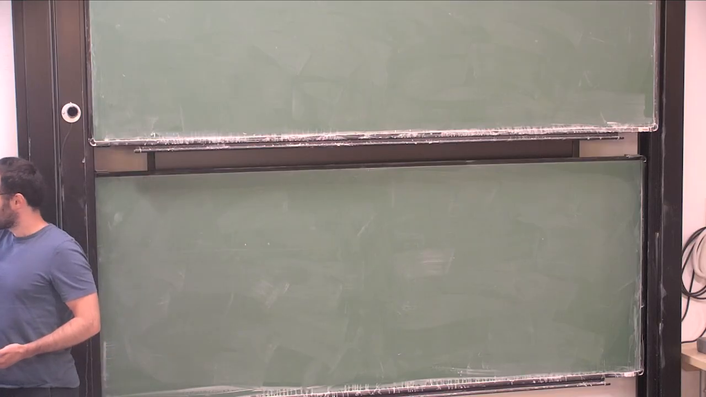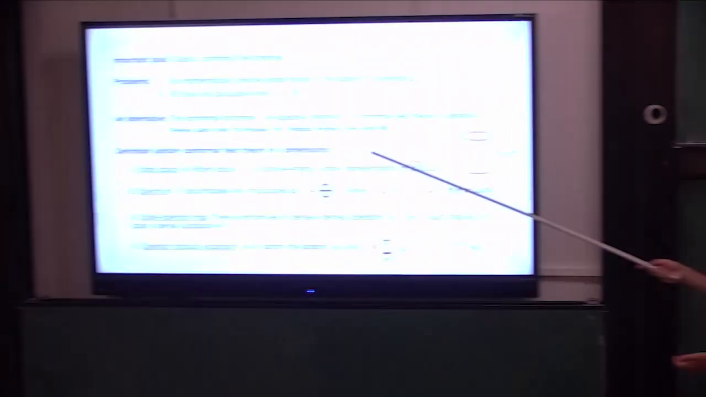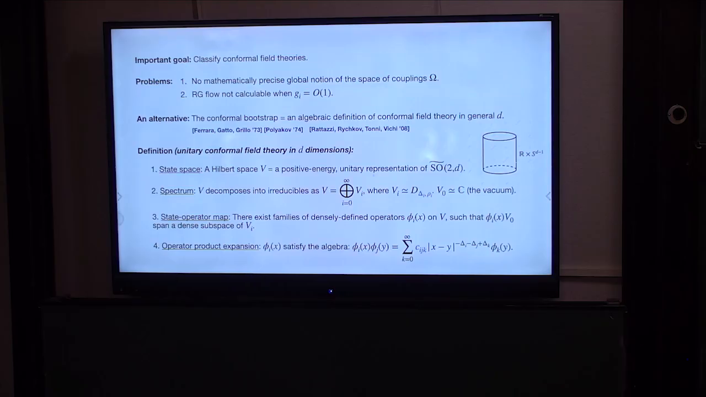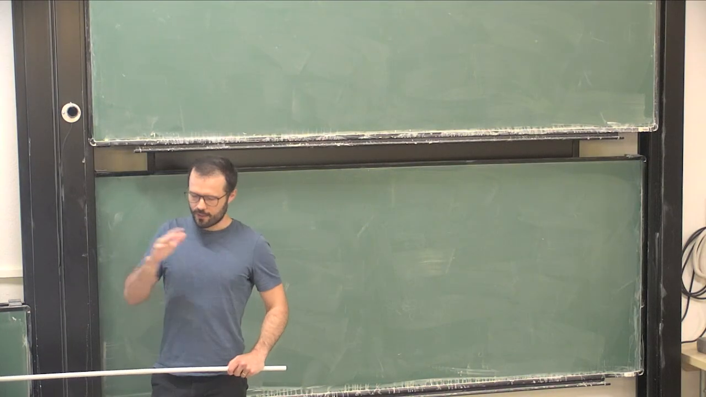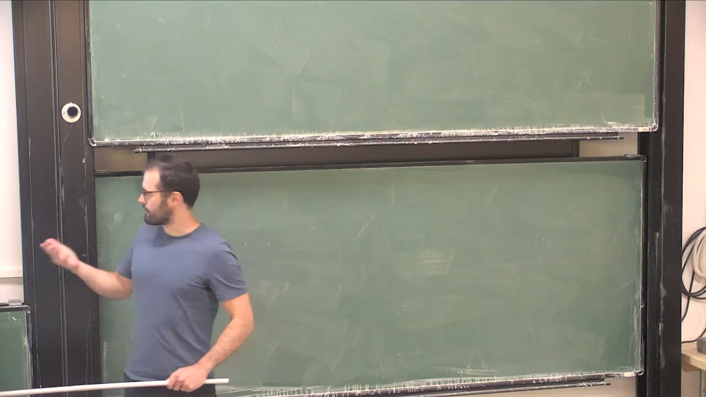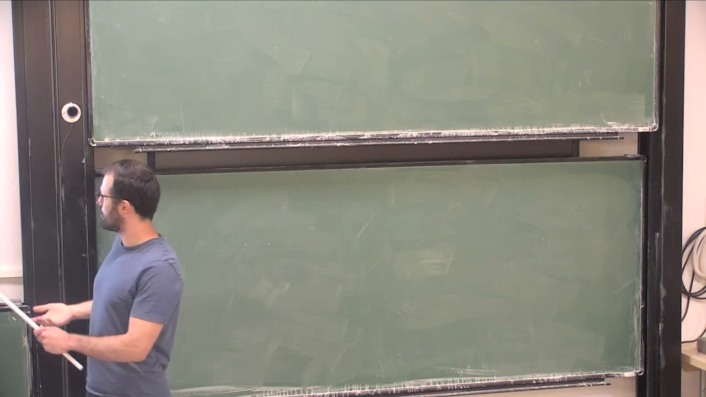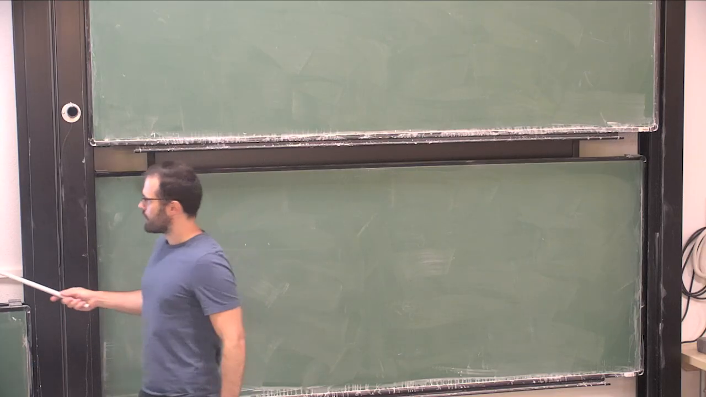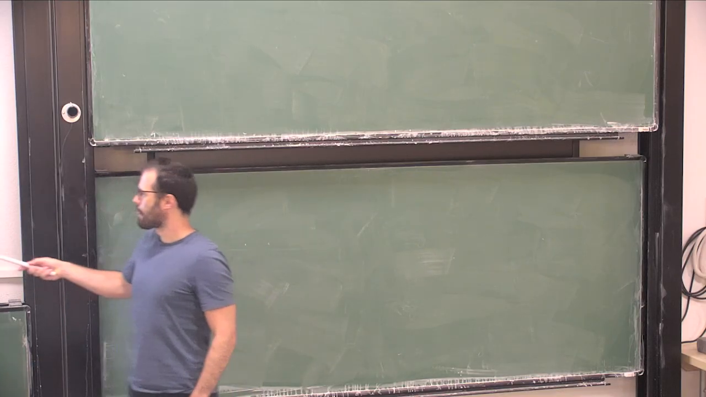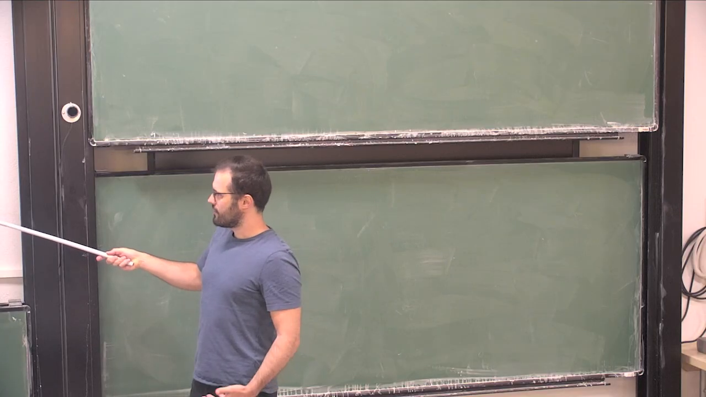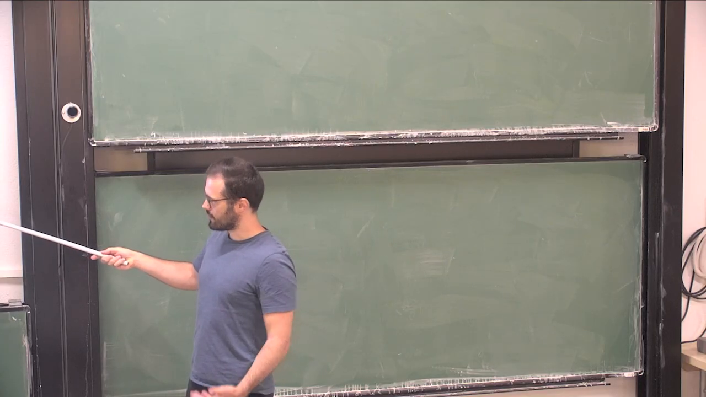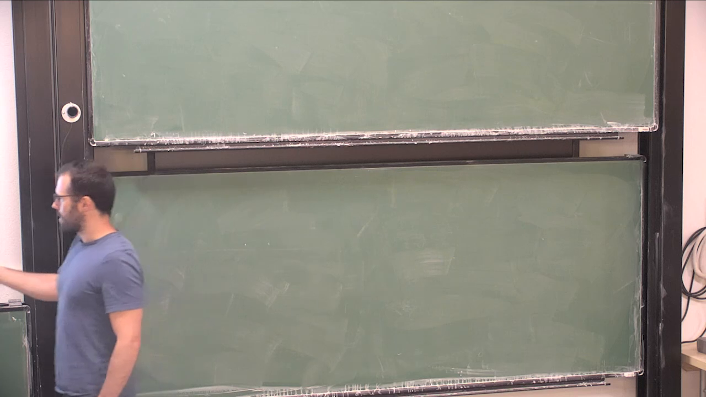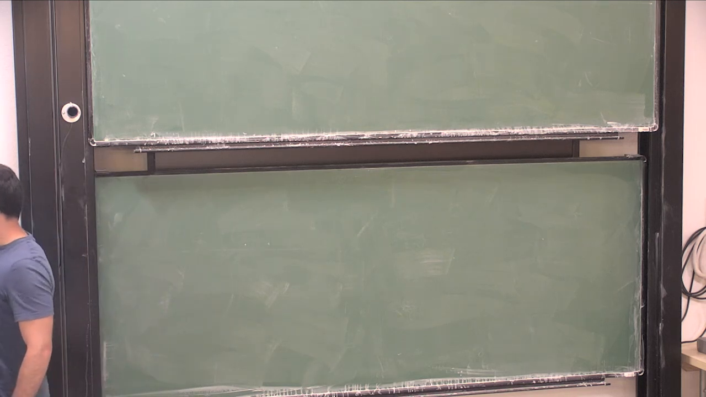But then there's an alternative approach, which is this conformal bootstrap, which is trying to define directly the fixed point without referring to general quantum field theory, which is this algebraic definition of CFT in general D, going under the name of conformal bootstrap. So here is the corresponding sketch of a definition of CFT in general D in the spirit of the bootstrap. Really, the main ingredient is a space of states.